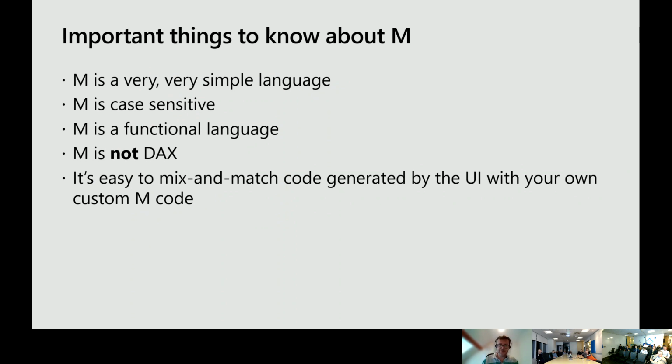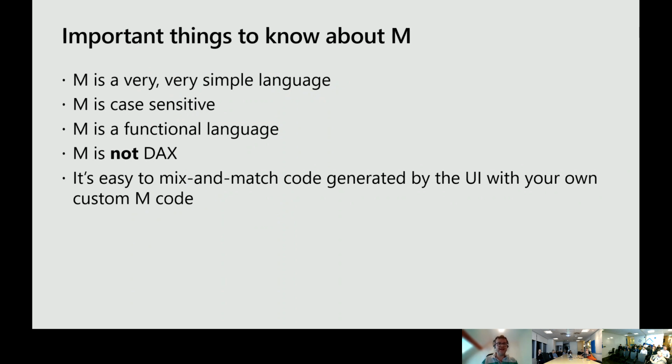M is a functional language. So if you've done any programming in functional languages, you might find M a little bit easier. M is case sensitive, boo, which causes a lot of problems as well. But now we've got IntelliSense in the advanced editor. That means that it's less of a problem than it was before.